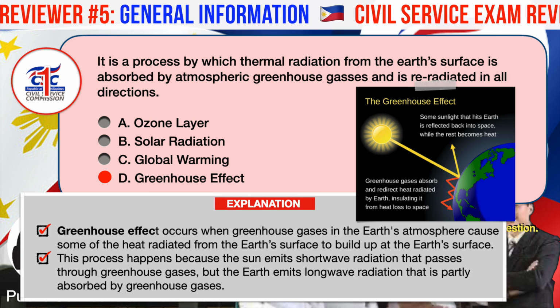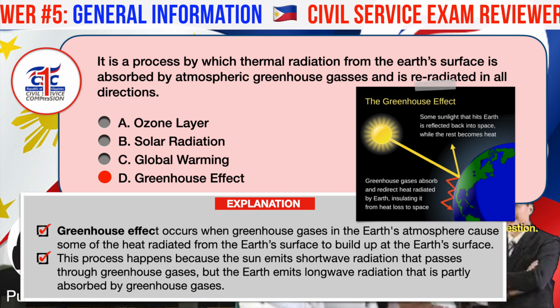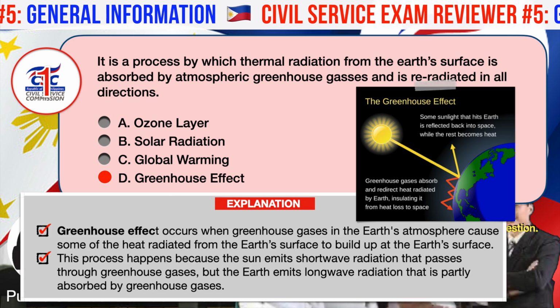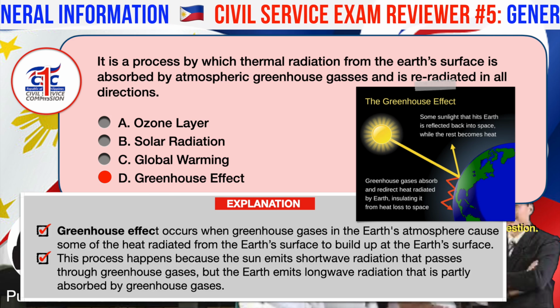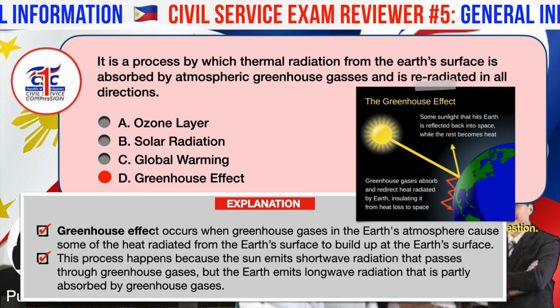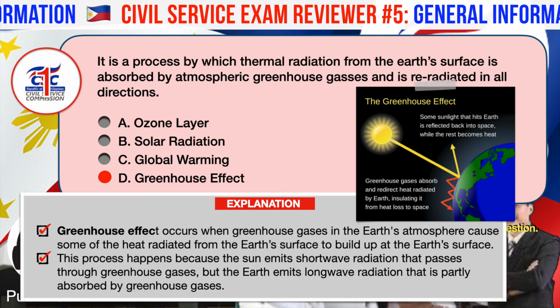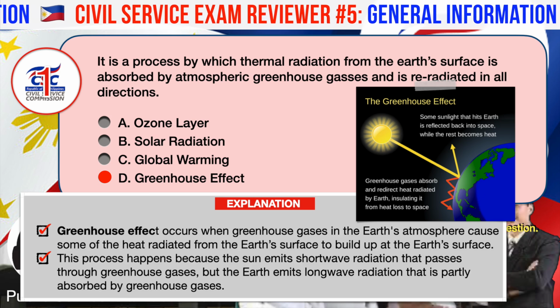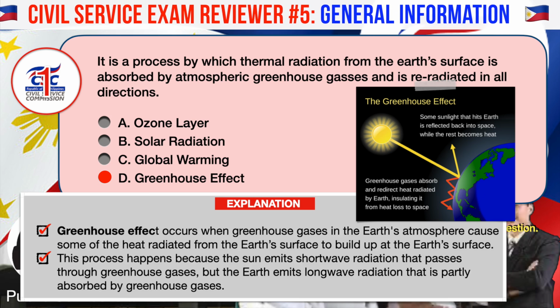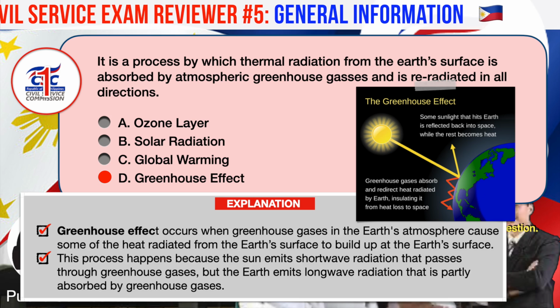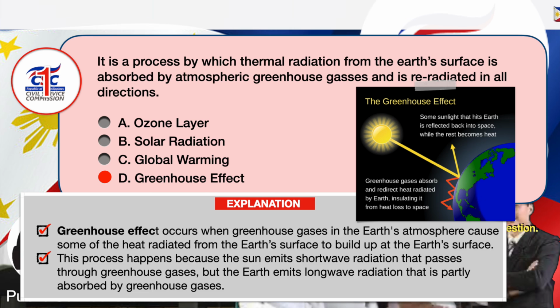This process happens because the Sun emits shortwave radiation that passes through greenhouse gases, but the Earth emits longwave radiation that is partly absorbed by greenhouse gases. That difference reduces the rate at which the Earth can cool off in response to being warmed by the Sun. Adding to greenhouse gases further reduces the rate the Earth emits radiation to space, raising its average surface temperature.